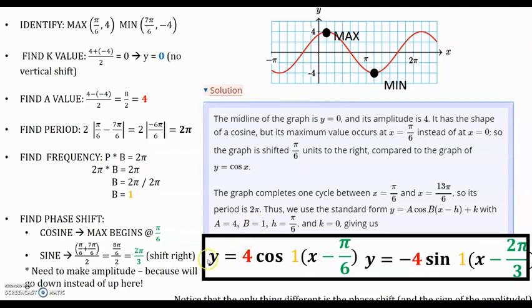One more thing: because I am starting here, I know that my amplitude has to be negative for sine, because instead of going up, I am now going down. So when I see these equations here, that's why you'll see the negative written here. So it's y equals 4 cosine of 1 times x minus pi over 6, because there's no vertical shift, and then y equals negative 4 sine of 1 times x minus 2 pi over 3.